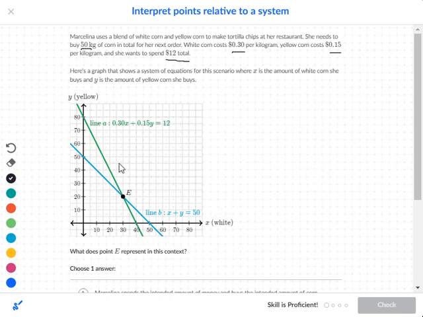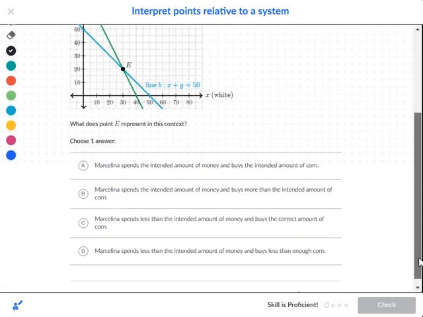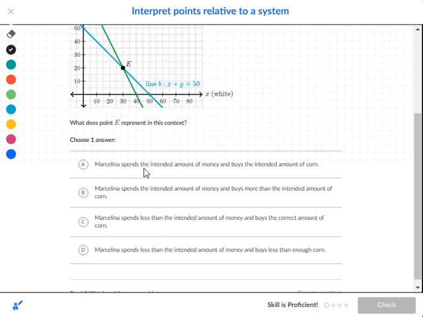Now notice that both lines meet in exactly one point here. So right here it says Marcellus spends the intended amount of money and buys the intended amount of corn. So this was the intention, was to get exactly at this point. So that was the intended amount.